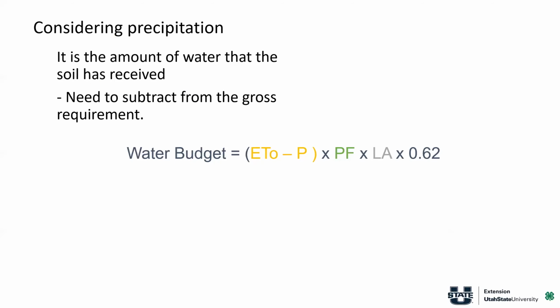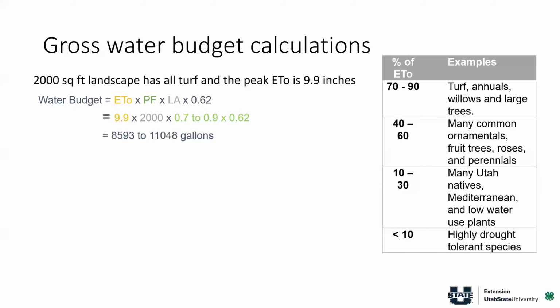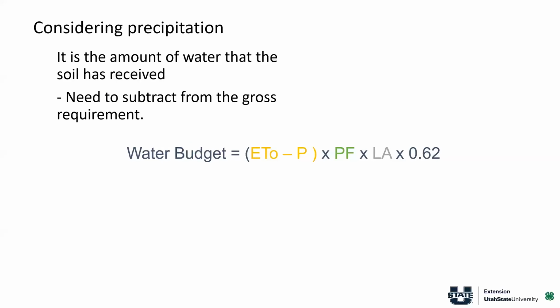Now, we also need to consider the precipitation. So here, what if it rains? If it rains, we can subtract the amount of precipitation from the reference evapotranspiration and calculate the water budget. It's as easy as that.